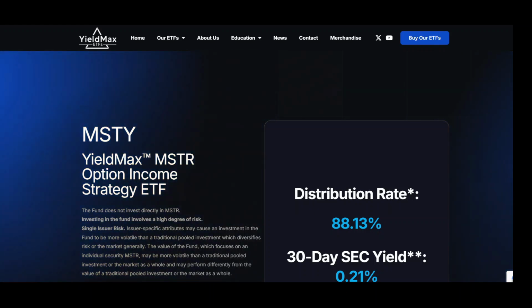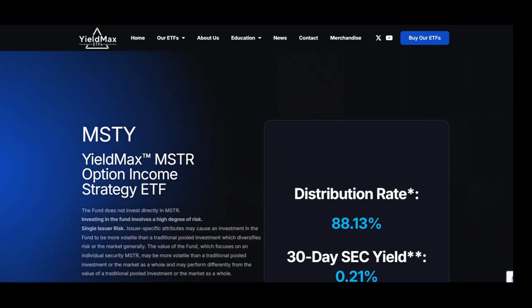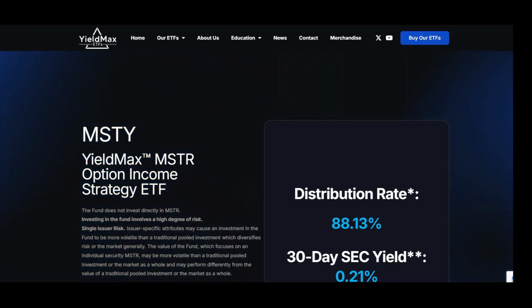Let's take a little bit of time and take a look at MSTY and see what it looks like now on the chart after we've had those red days.